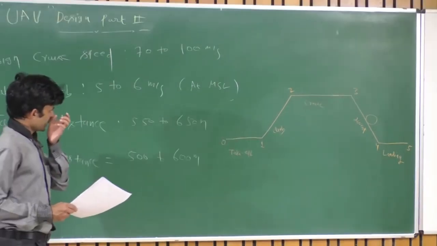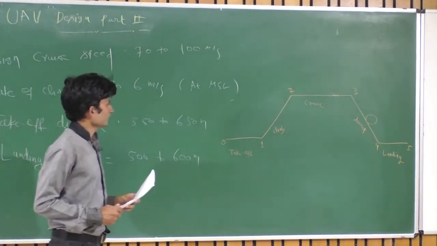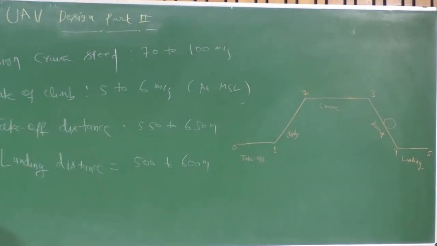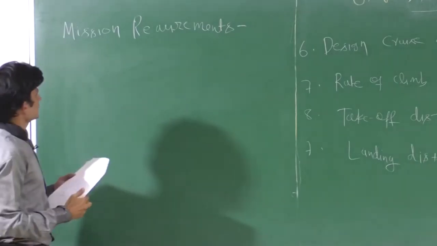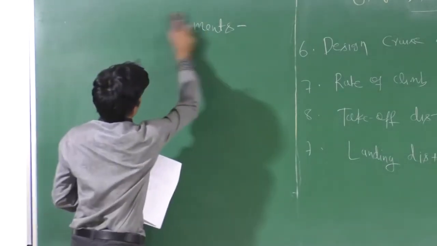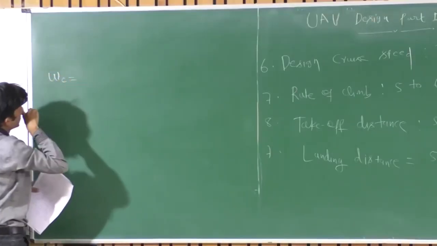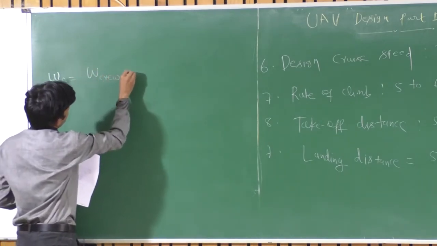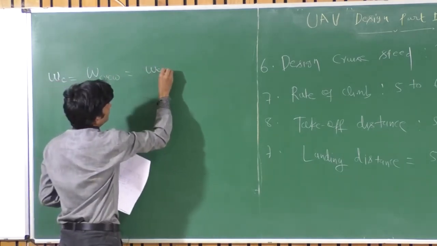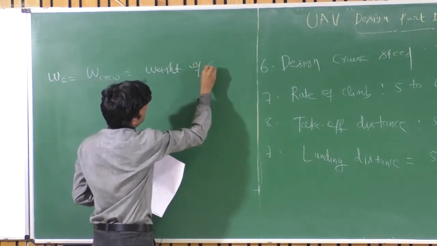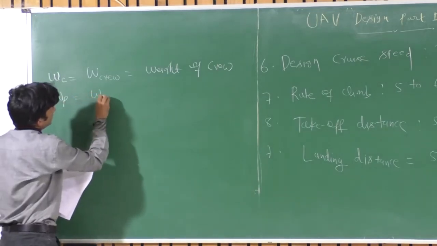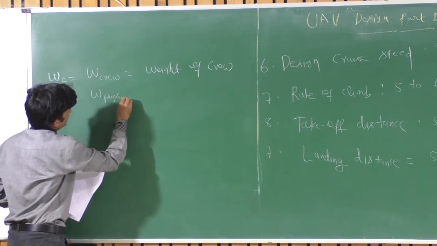In our design example, first we will estimate the weight of the aircraft: what should be the weight of the aircraft in order to achieve these requirements. So let's see how to estimate the weight of the aircraft. First we will define the different types of weight an aircraft has. The first weight is W crew, the weight of the crew members. The short form is WC. W crew is equal to the weight of crew. WP is the weight of the payload.